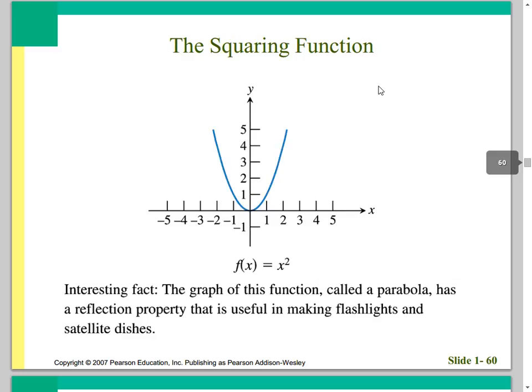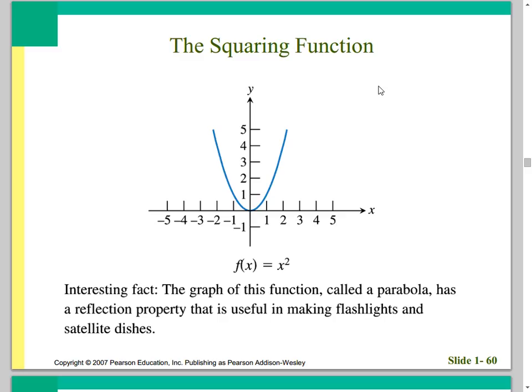Okay. Next is, we call this the squaring function, but it's really x squared. So this is f of x equals x squared. It's bounded from below at y equals 0, so the range is 0 to infinity, but the domain is all real numbers. It's a parabola. So let me just read the interesting fact. The graph of this function is called a parabola, and it has a reflection property that is useful in making flashlights and satellite dishes. Well, I'm a physics teacher.